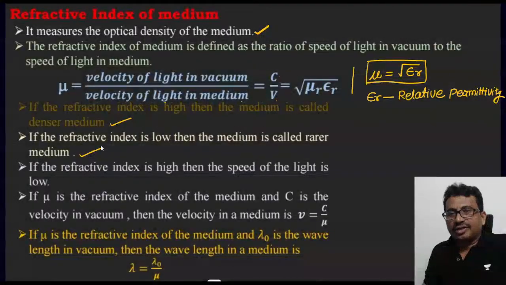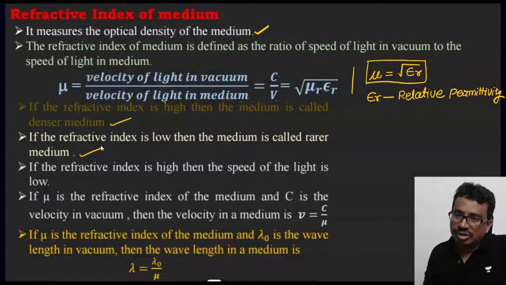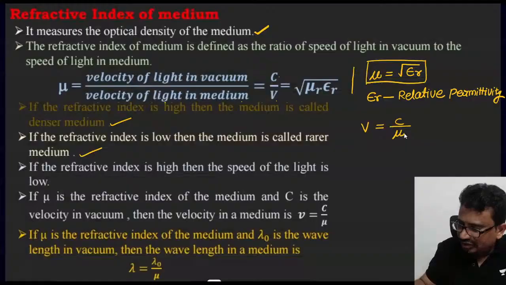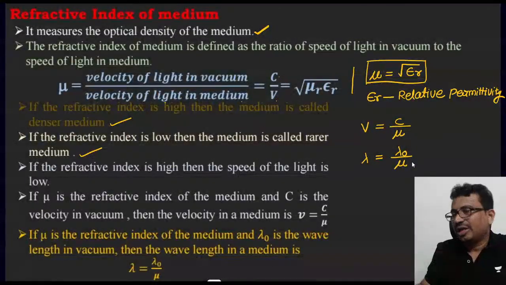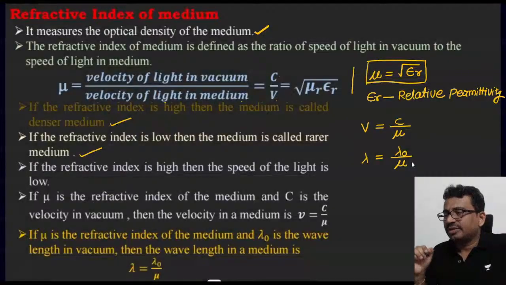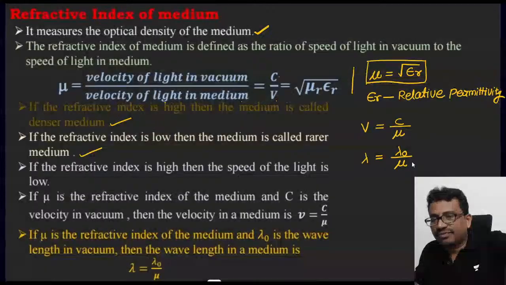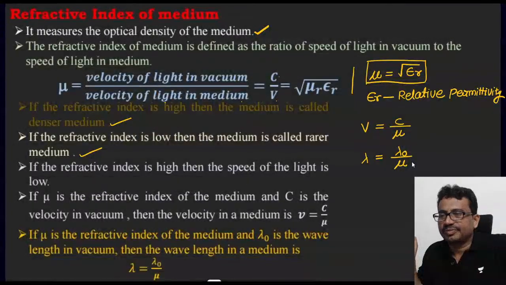Okay. And in a denser medium velocity is low, in a rarer medium velocity is high, as we have seen. And in general, velocity in any medium is given as v is equal to c by mu, where mu is the refractive index. And wavelength in a medium is given as what, tell me now here, lambda naught by mu. Lambda naught is what, tell me now, the wavelength in free space or vacuum.